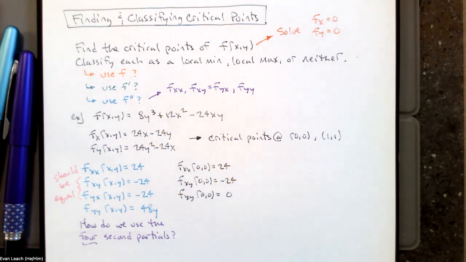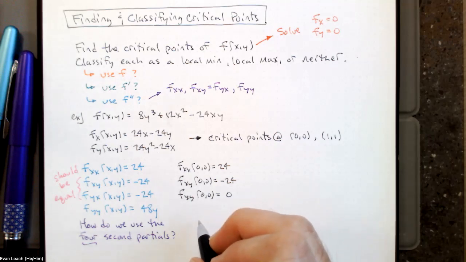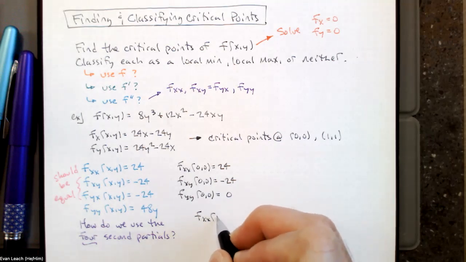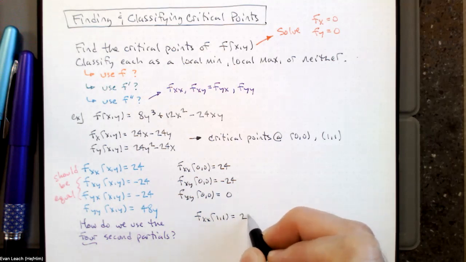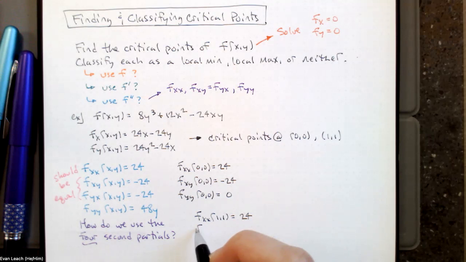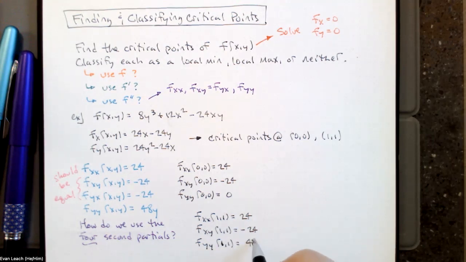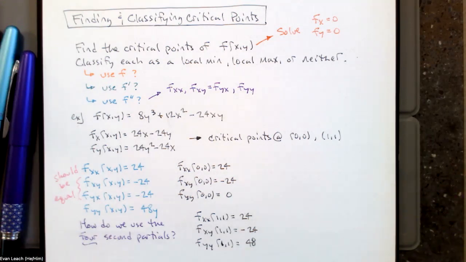So here are the results at 0, 0. I've got the positive second derivative with x twice, negative mixed second partial, and then 0 for the double y derivative. At 1, 1, I've got a positive x derivative, a negative xy derivative, and a positive yy derivative.